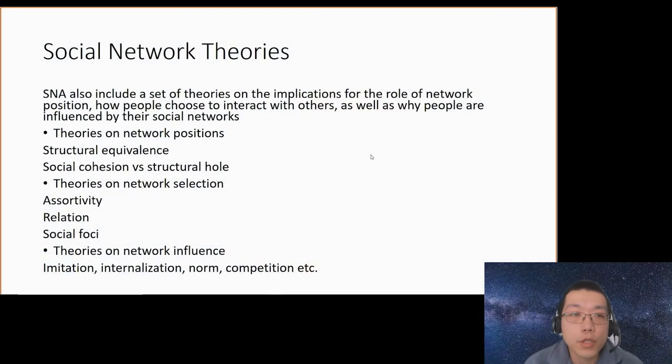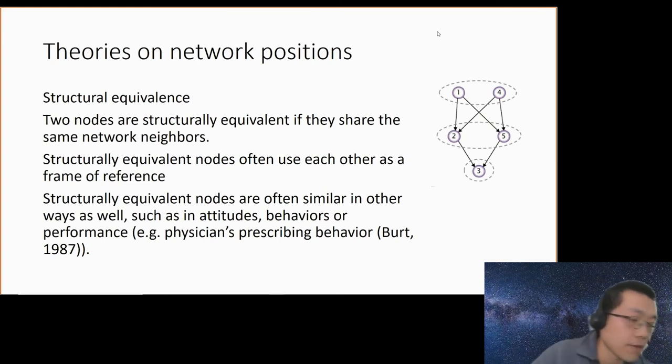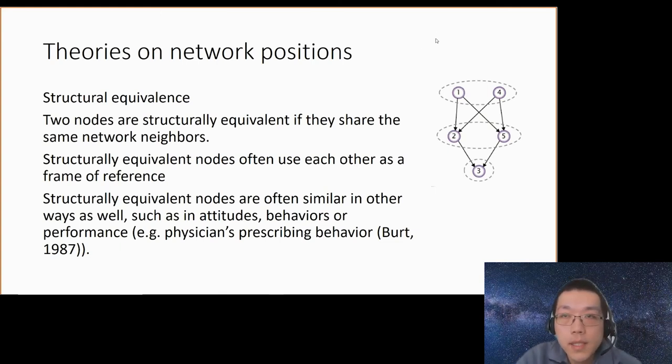But like we said, social network analysis also includes a set of theories and implications for the role of network positions, how people choose to interact with one another, as well as why people are influenced by their social networks. So we have theories on network positions. Where you are or what your role is in the network actually has a lot to do with how you behave, who you are, or what your function is. We also have theories on how people choose each other, and on how people are influenced by other people in the network. I'll probably just introduce two, and then we'll need to skip the rest because we have a time constraint. First is called structural equivalence.